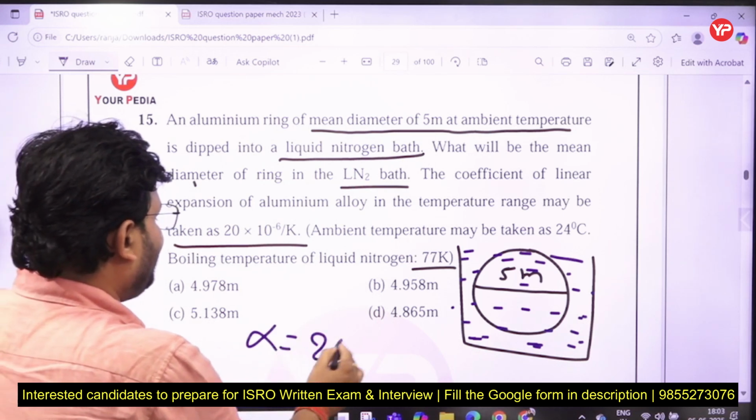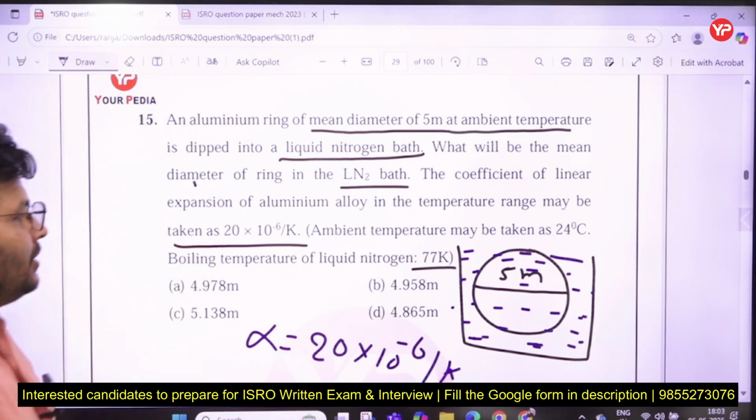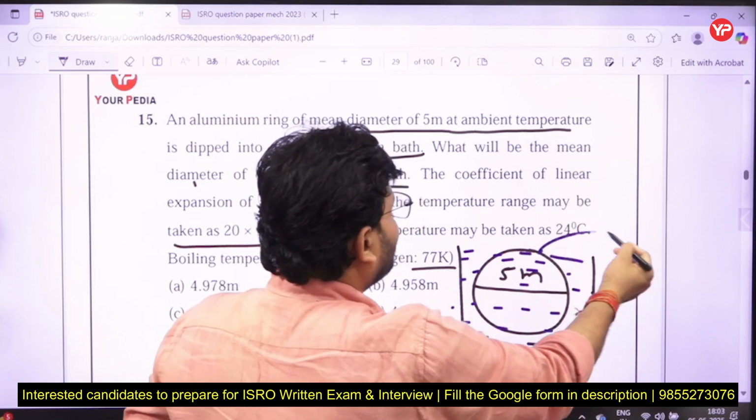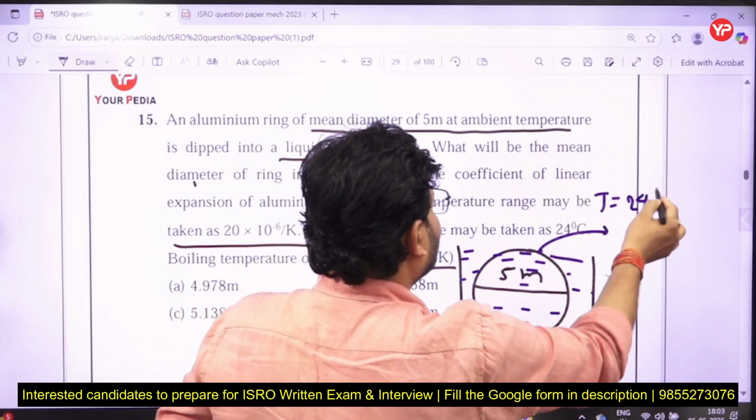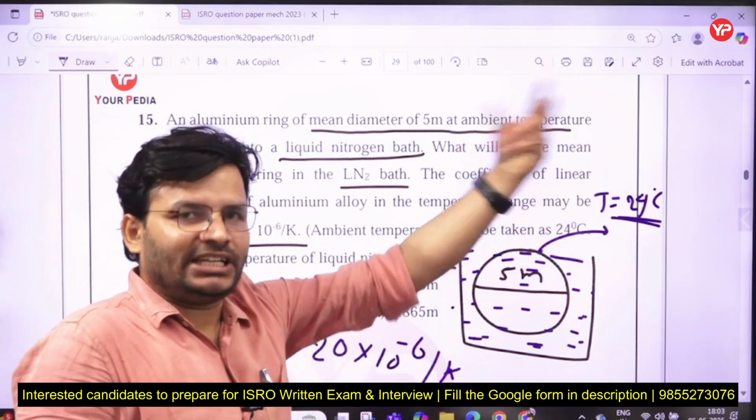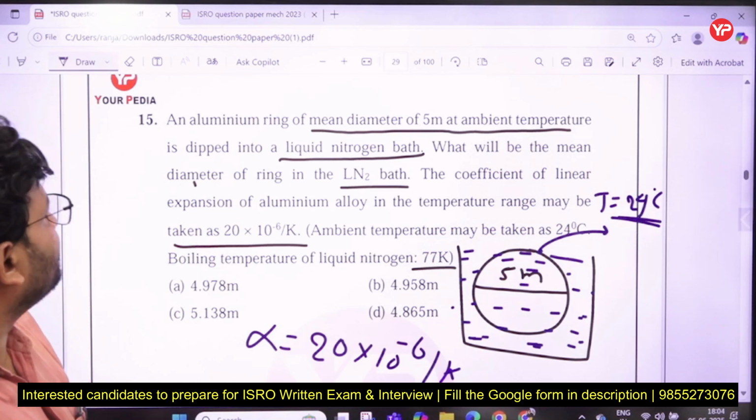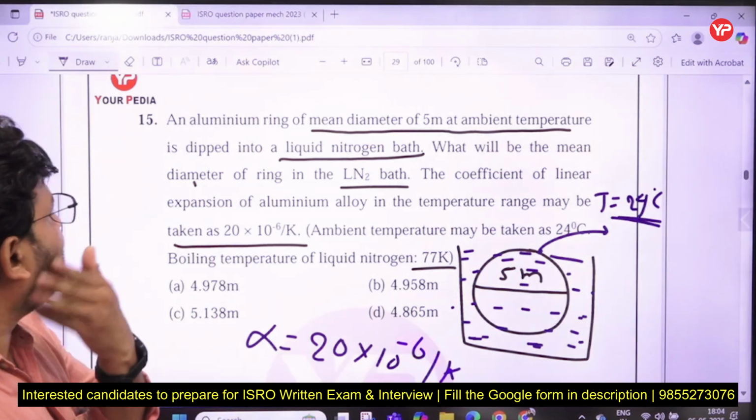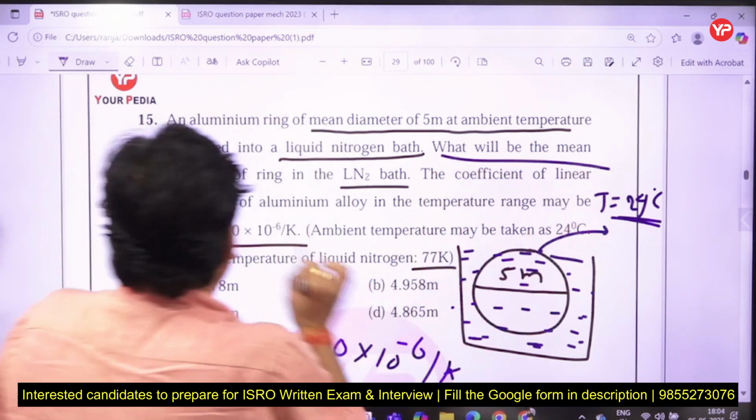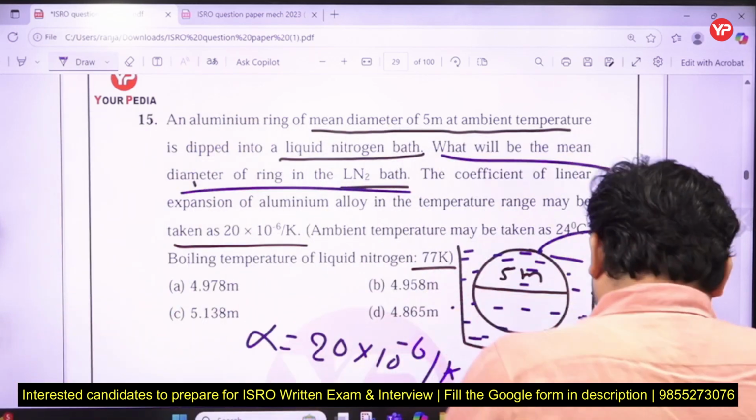How much? 20 into 10 to the power minus 6 per Kelvin. Ambient temperature may be taken as 24 degrees Celsius, since in the question it is mentioned that this aluminum was initially in the ambient. So what does the question ask? What will be the mean diameter of the ring in the LN2 bath, after putting it in? So simple we can do, my dear friends.